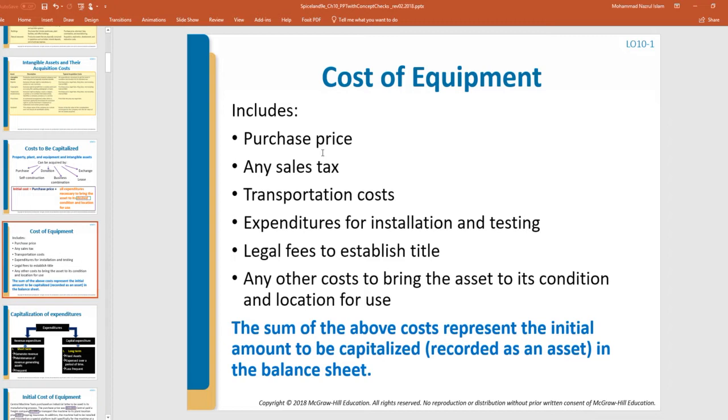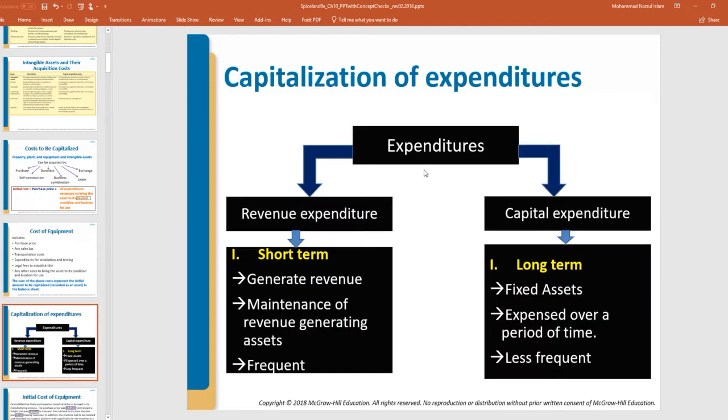Okay, so the cost of equipment would include the purchase price, any sales tax, transportation costs, expenditures for installation and testing, legal fees to establish the title, any other costs to bring the asset to its condition and location for use. The sum of the above costs represents the initial amount to be capitalized, meaning recorded as an asset in the balance sheet. Okay, and the expenditure, there are two, a revenue expenditure and capital expenditure. So these expenses would be capitalized and these would be shown on the income statement.